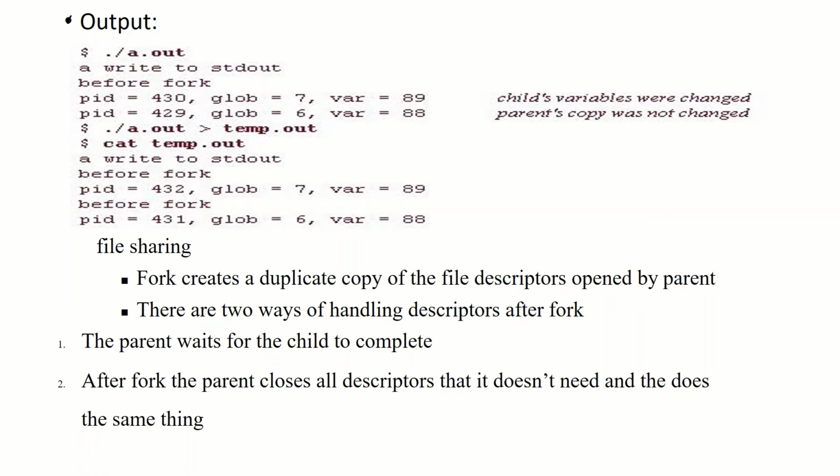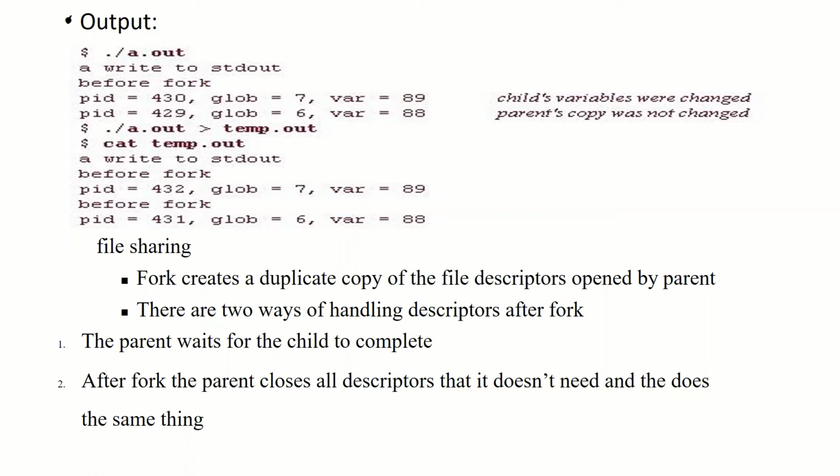Process ID is 330. Okay, global information is 7, variable is 89, which is the child variable that was changed. Then process ID is 429, global is 6, variable is 88, meaning the parent copy was not changed. The previous process ID is 429, the next ID is 430. When a new process is started by the child, the next process number is generated.